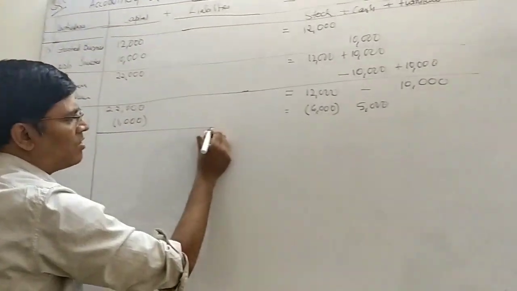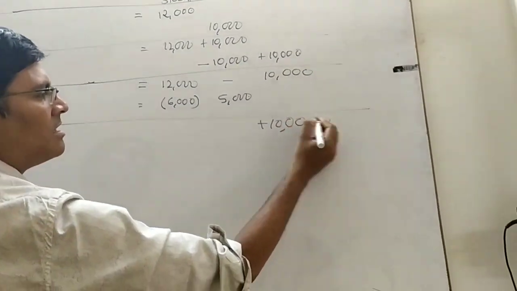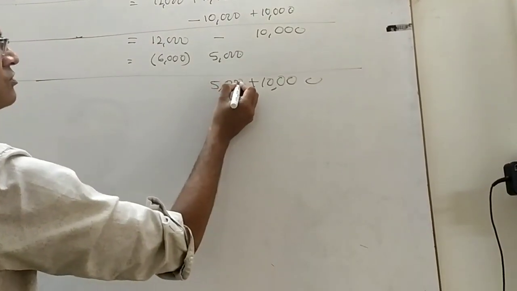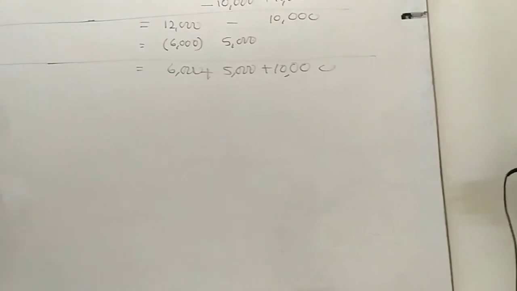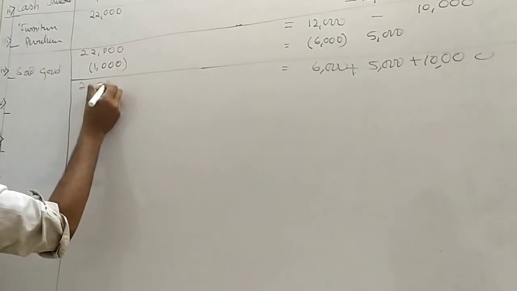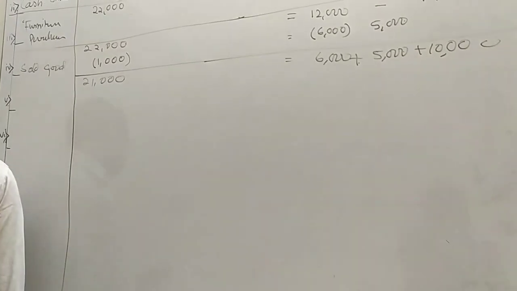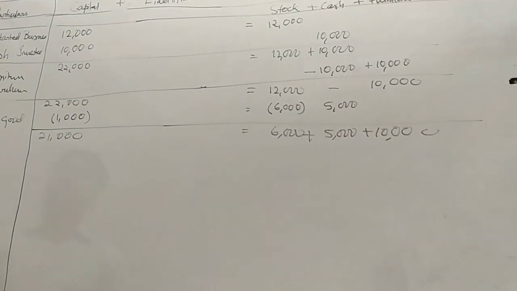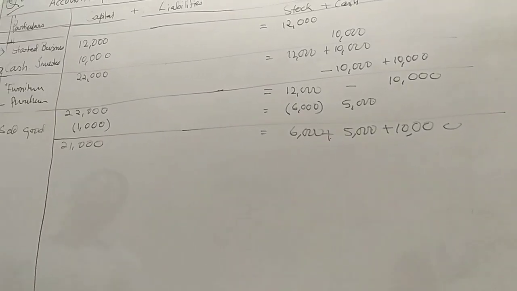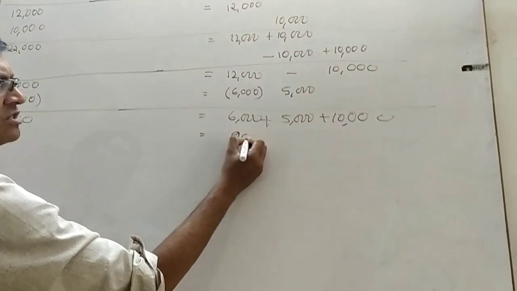So our next accounting equation is 10,000, 5,000, that is 15,000 and 6,000. 21,000 this side and 21,000 this side. Next accounting equation number 5. Purchased goods 9,000 and issued a check for the same. When we purchase goods 9,000, that means our stock has increased by 9,000.